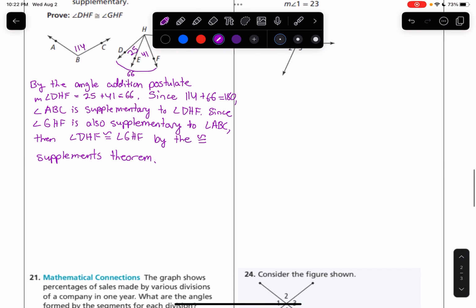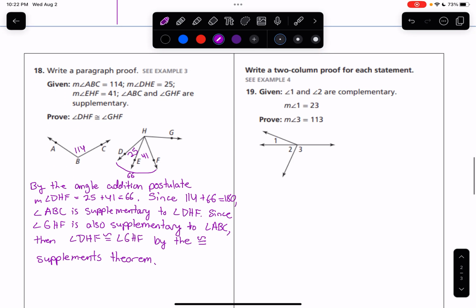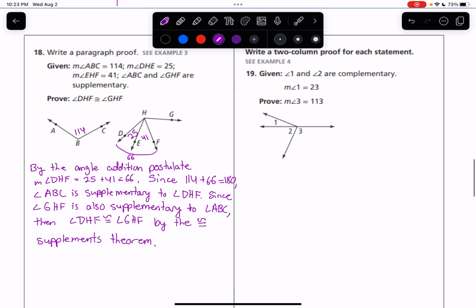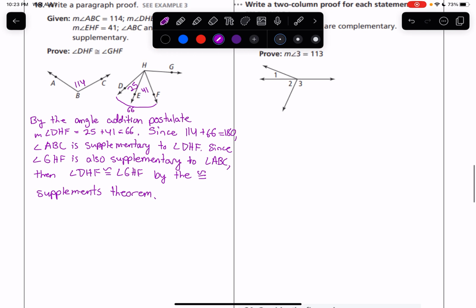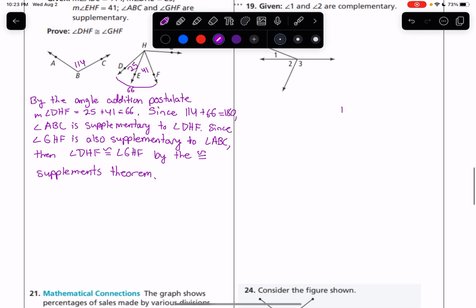All right. Number 19, write a 2-column proof for each statement. This is a long video. I'm sorry about that. So we're given angle 1 and angle 2 are complementary. We have the measure of angle 1, and we want to prove that the measure of angle 3 is equal to 113. So let's make our T-chart here.